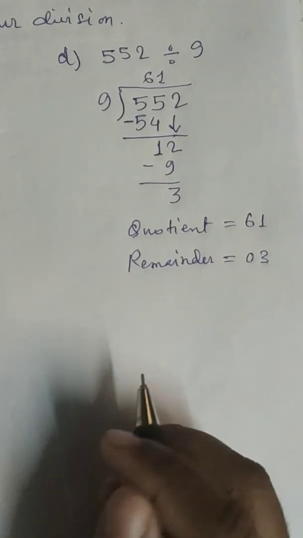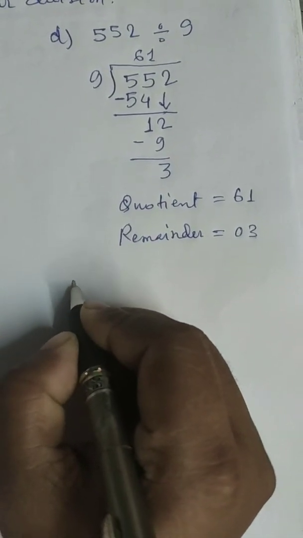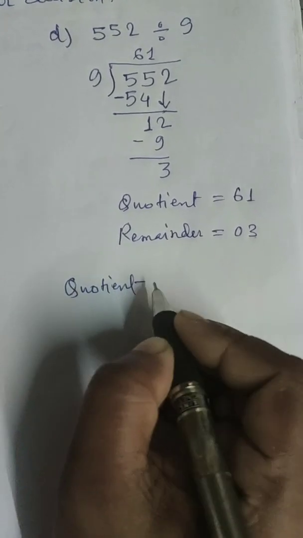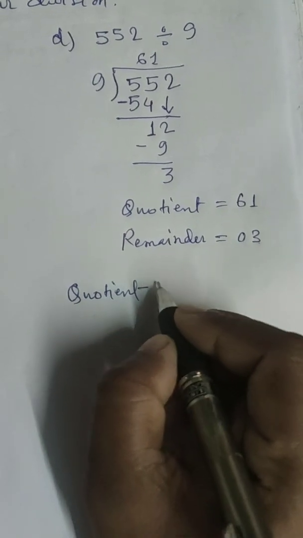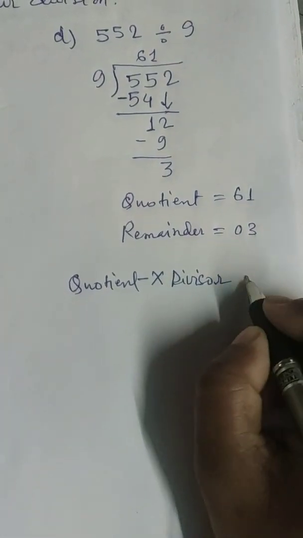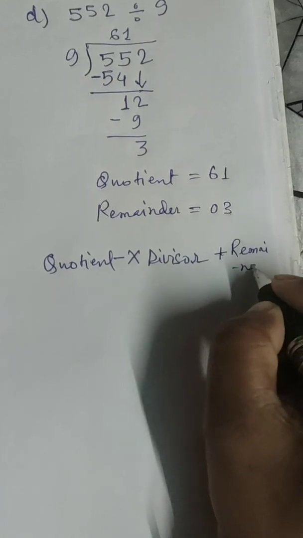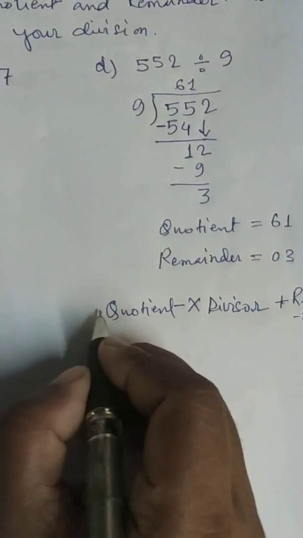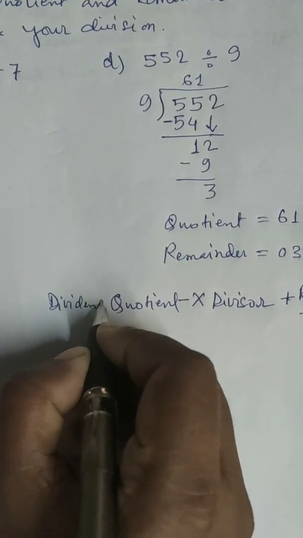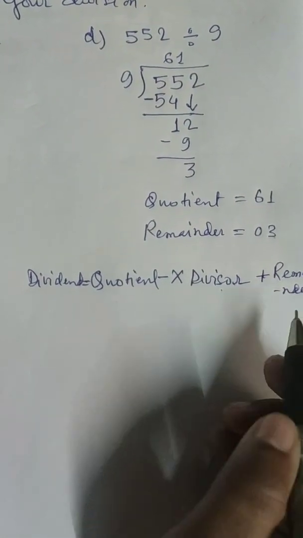Okay everyone, now we will check our division. For checking the division, the formula is, we have to first multiply the quotient by the divisor. Then we have to add the remainder. Now this equals the dividend. That is, dividend equals quotient multiplied by divisor plus remainder.